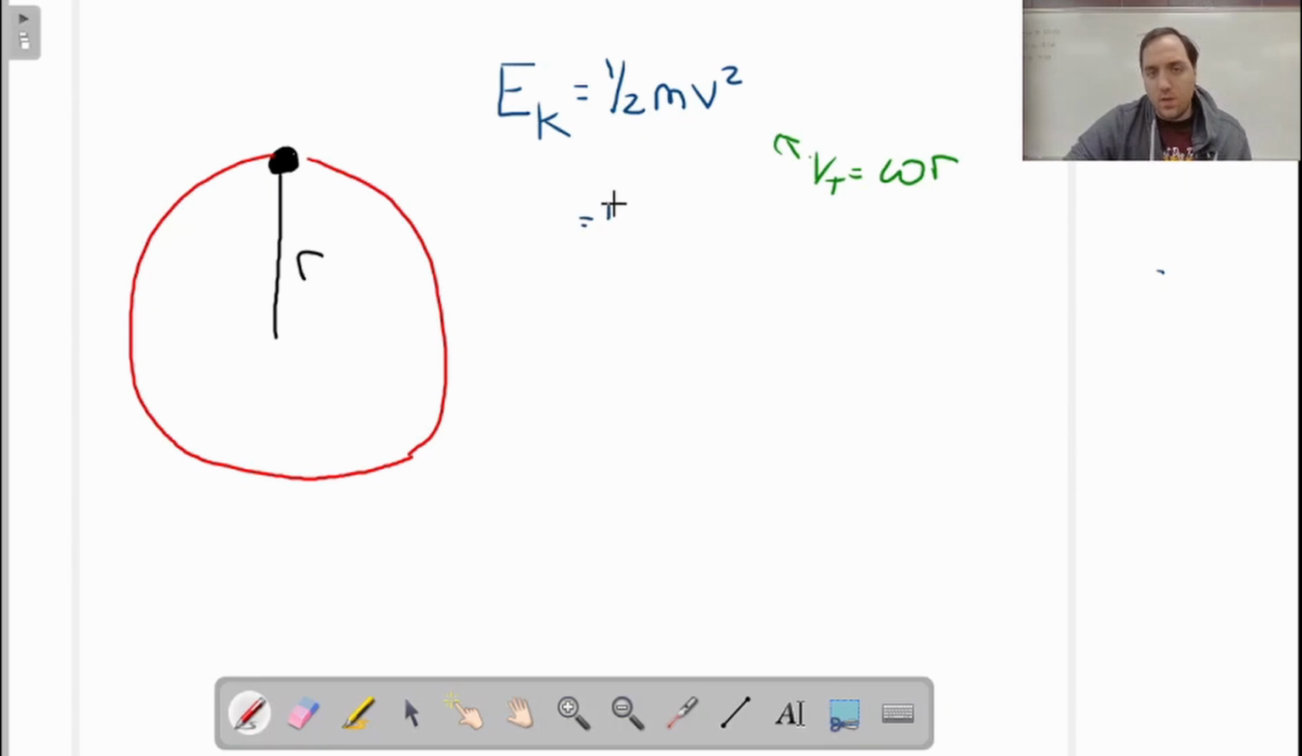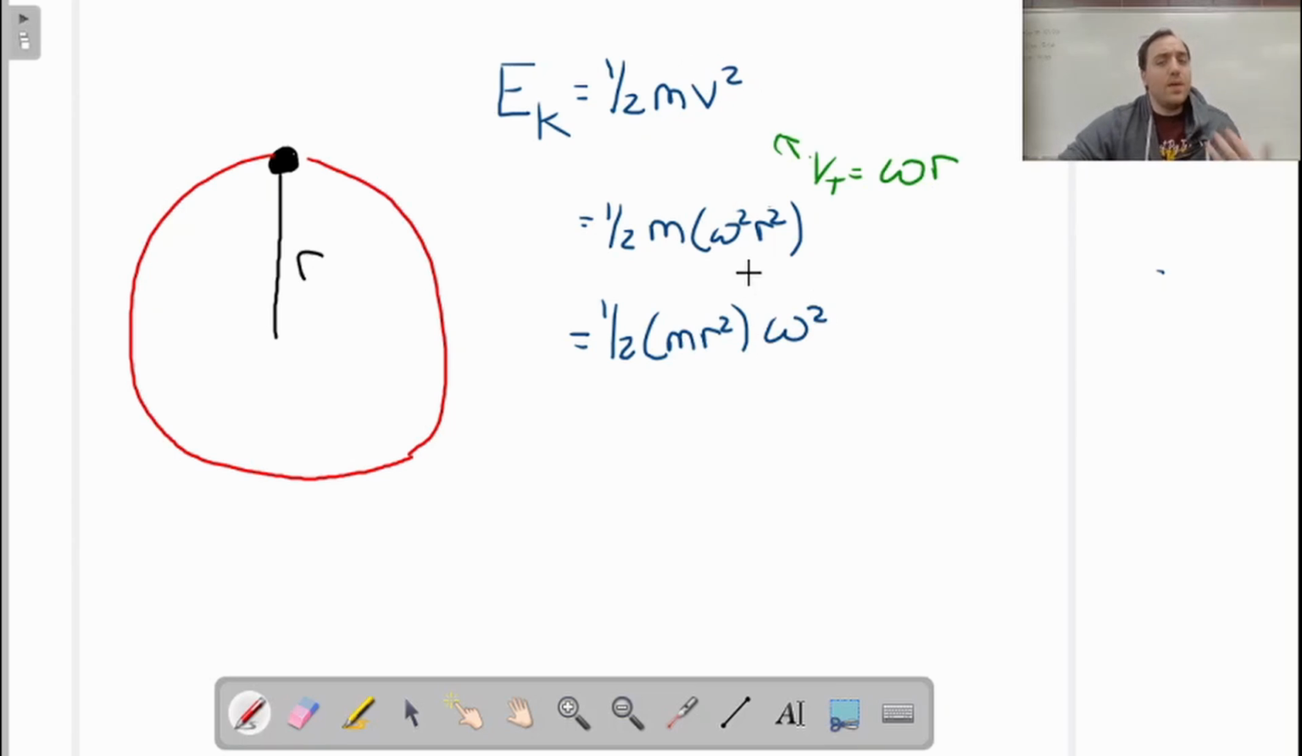So now we have 1/2 m omega squared r squared. If we rearrange and solve, we'll get 1/2 mr squared times omega squared. And the v and the omega are roughly analogous. It's the linear speed versus the angular speed. What about this mr squared? Based on how far or close you are from the point you're rotating around, the energy changes. Being closer to the source means you have less energy. It takes less energy to require you to spin. Being farther away means that you require more energy.